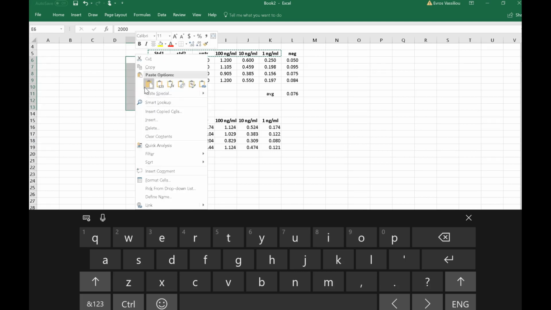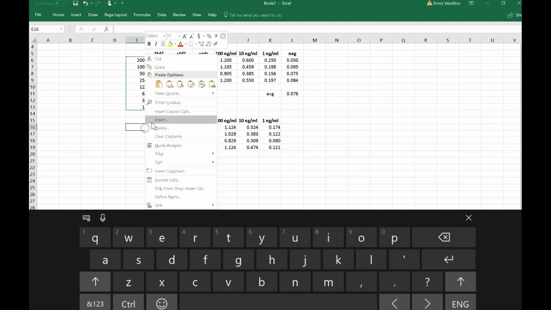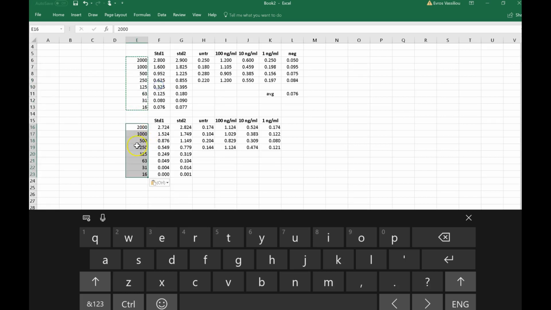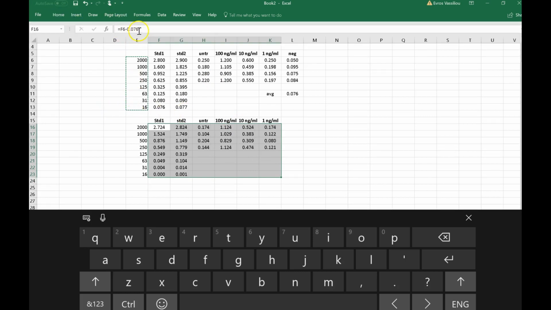Now, I'm just going to copy the values of my standards. I'm just going to put them right next to the optical densities of my standard. Now, I would like everything to be in the middle. I'm a little bit OCD.